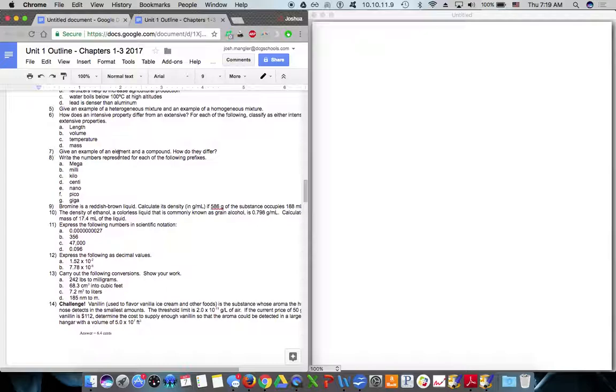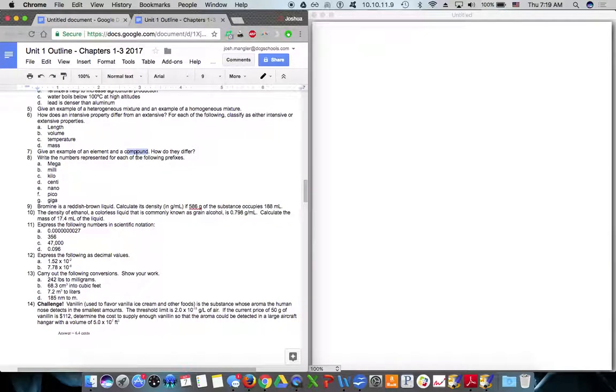Elements and compounds. An element is a single type of atom with a unique set of properties, and a compound is going to be a combination of the elements bonded together. And so there you go.